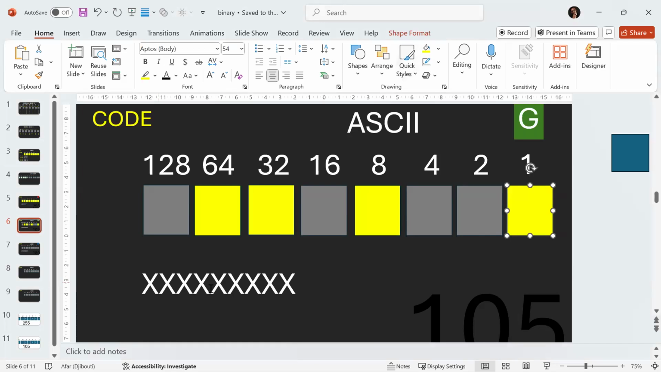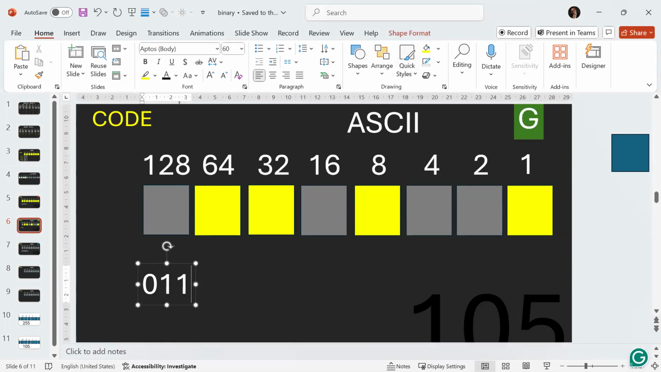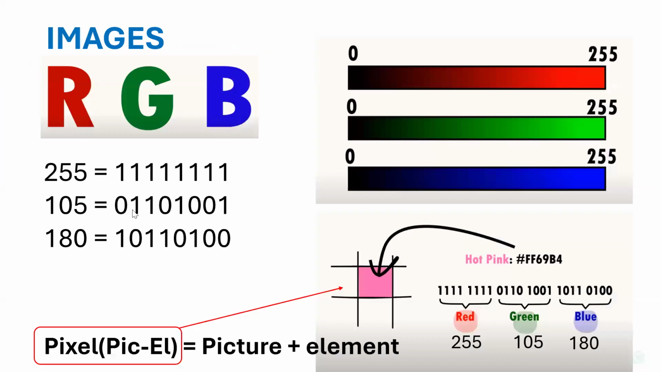So what we're going to have here is 0, 1, 1, 0, 1, 0, 0, 1. Let us go to that listing. Guys, have you seen how we got this 0, 1, 1, 0, 1, 0, 0, 1? I hope it's clear. Now I don't need to do the third one, which is 180. So we got a combination of 255 of red, 105 of green, and 180 of blue.